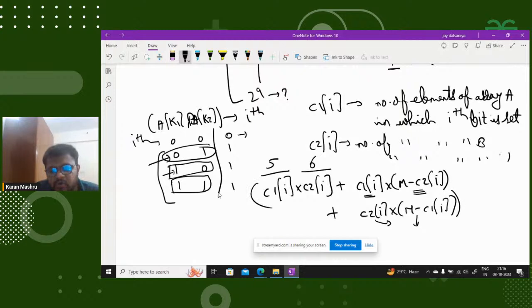So these will be the total number of pairs, multiplied by 2 to the power I, which will give me the total contribution of I in my answer. And if I do this for all the bits, my work is done. Is the concept clear?